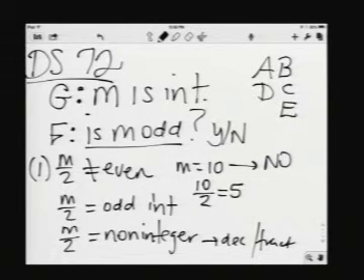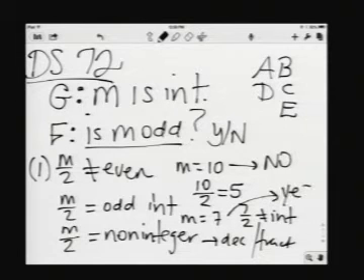Now let's try 7. Okay, I'm keeping my numbers nice and small. If we say m is 7, then we have 7 divided by 2, which is not an integer. Right? It's not even, so it does fit our criteria. In this case, we have m to be 7. Is m odd? Now we have a yes. m is odd. So because we have a no and we have a yes, we've proved that statement 1 is not sufficient.